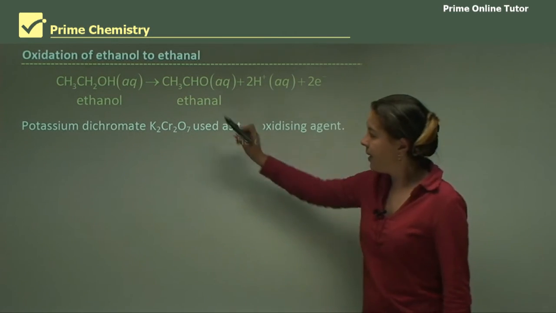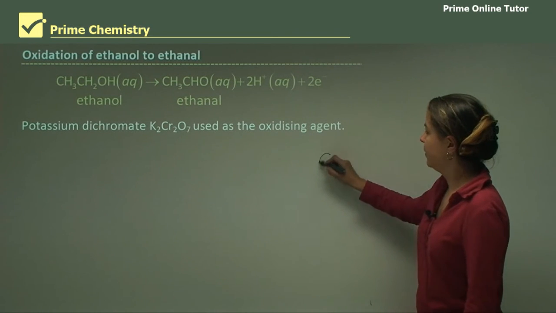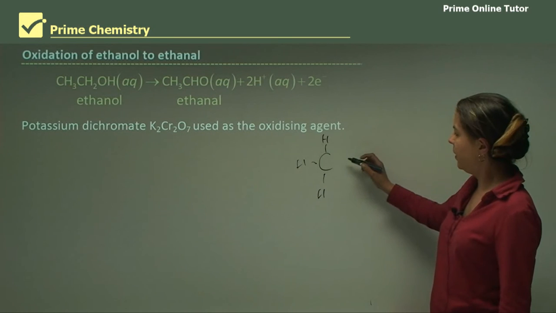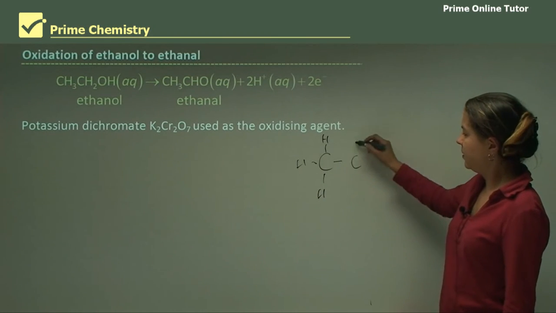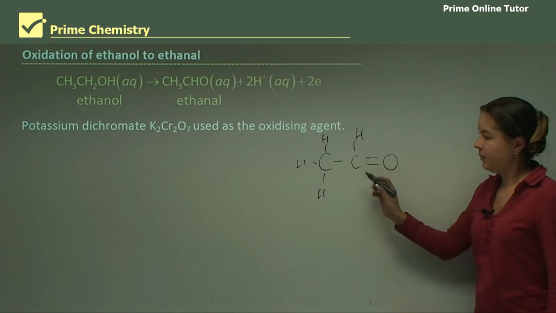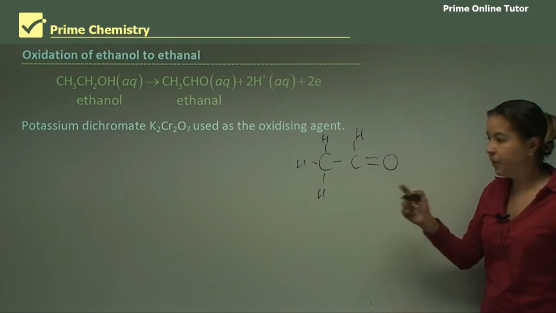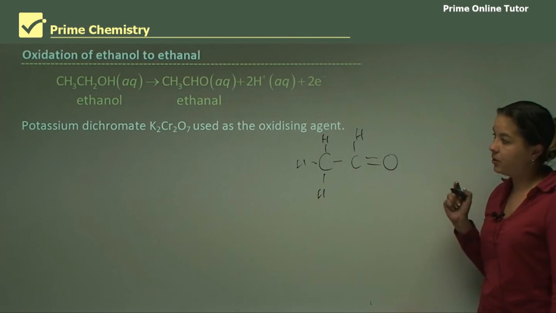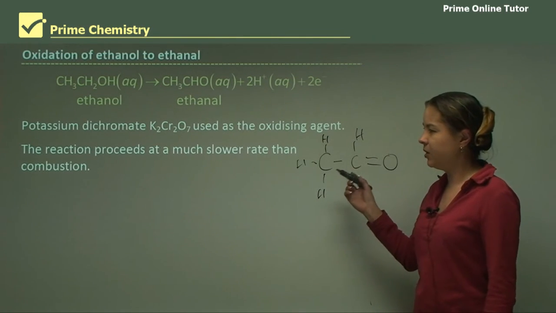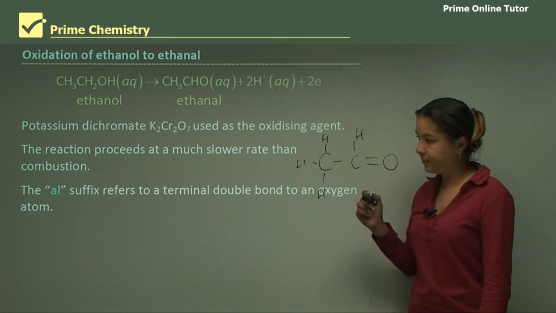So let's look at ethanal for a moment. If we draw that, just so you can see, CH3, C, H, and then an O. So the alkanal group is a double bond to an oxygen. And the reaction proceeds at a much slower rate than combustion.